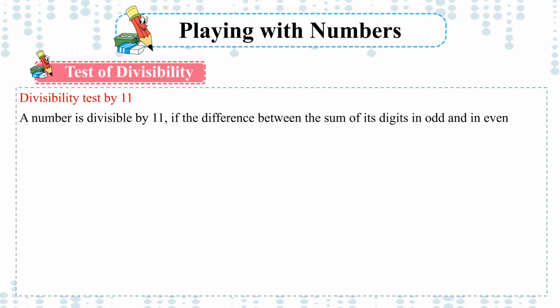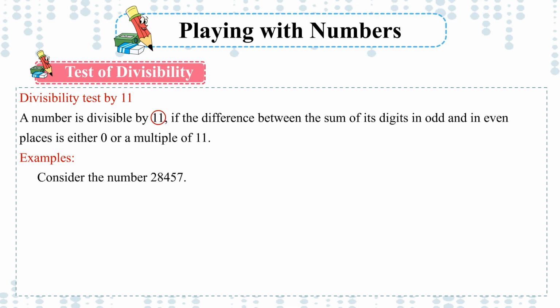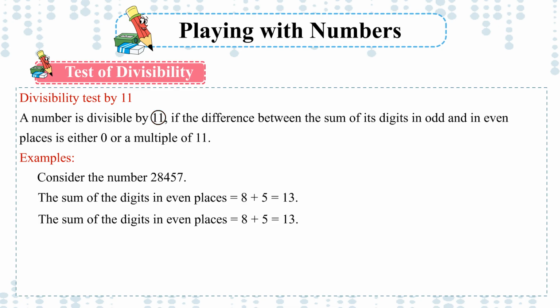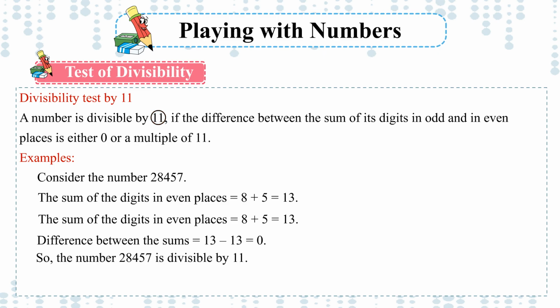Divisibility test by 11. A number is divisible by 11 if the difference between the sum of its digits in odd and in even places is either 0 or a multiple of 11. Examples. Consider the number 28,457. The sum of the digits in odd places, 2 plus 4 plus 7, is equal to 13. The sum of the digits in even places, 8 plus 5, is equal to 13. The difference between the sums, 13 minus 13, is equal to 0. So the number 28,457 is divisible by 11.